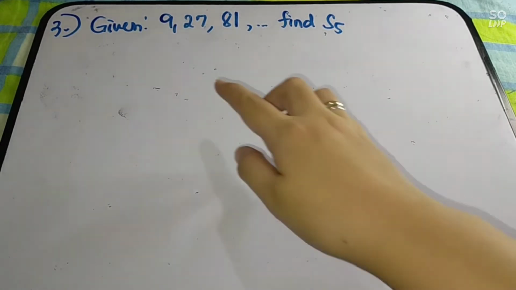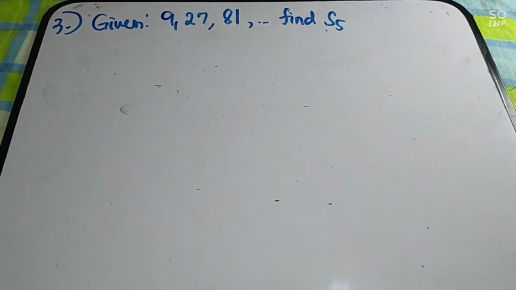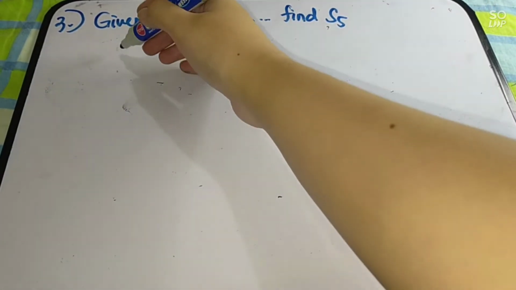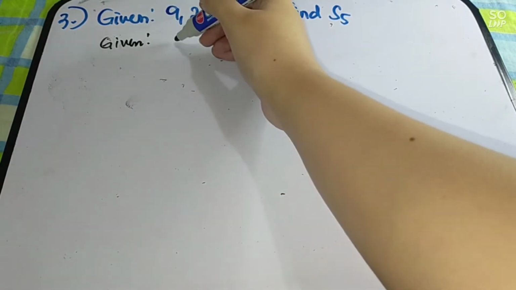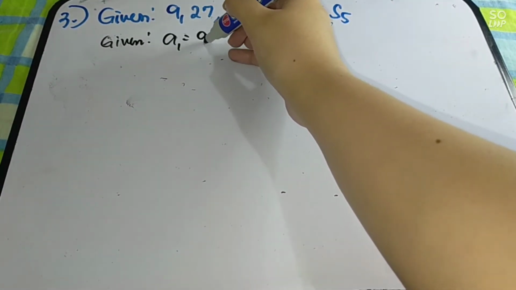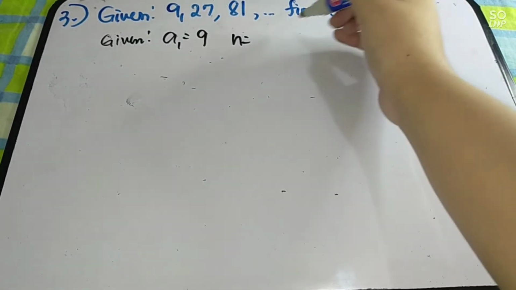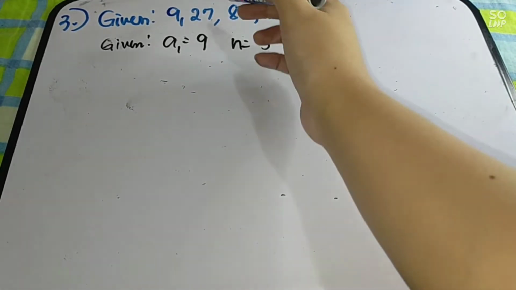Number 3. Given 9, 27, 81, we are going to find for S sub 5. So, series ulit kasi S tayo. So, we have here your given. Ang given natin, we have your first term. Ang first term natin is 9. And then, the number of terms that are involved, we have here 5. S sub 5 eh.